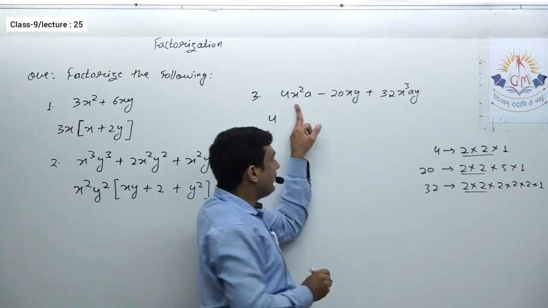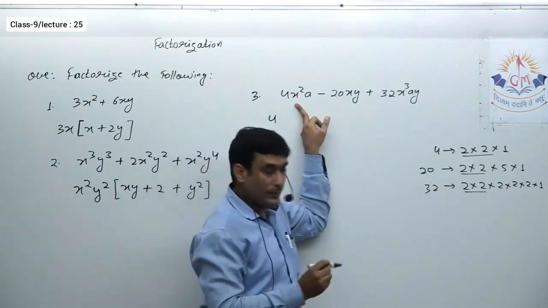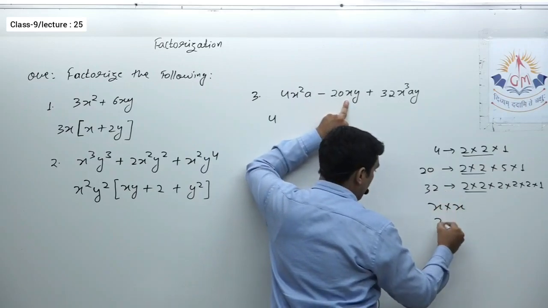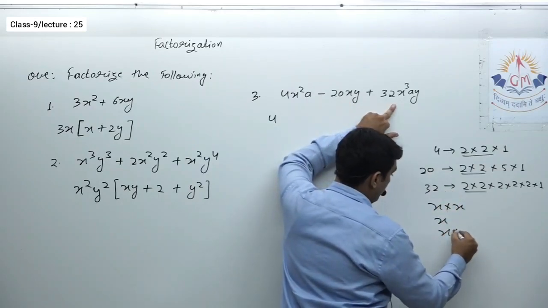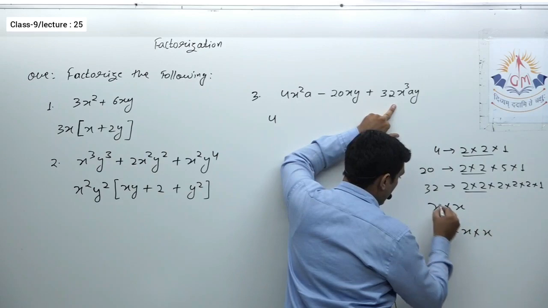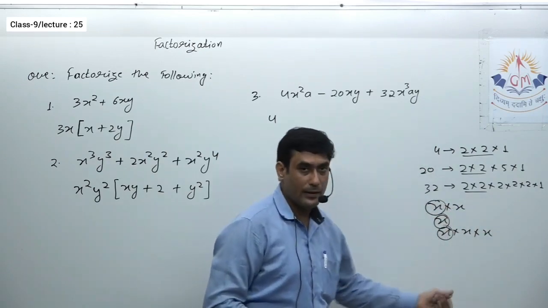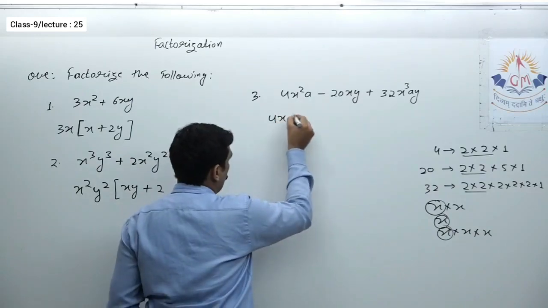Now here it is x square, that means x multiplied by x. Then here it is, and over here this is x cube, that means this. Now again the maximum that is common is x. So I can take 4x common.